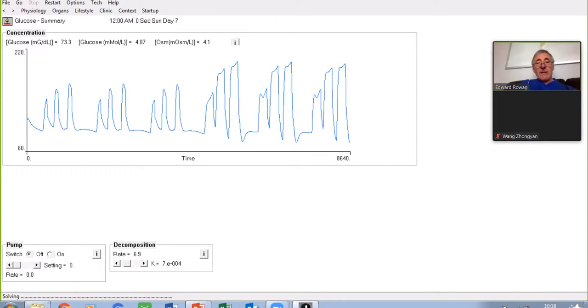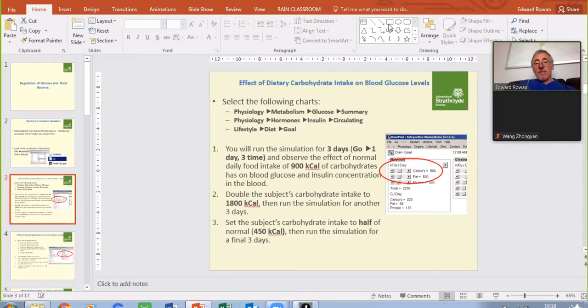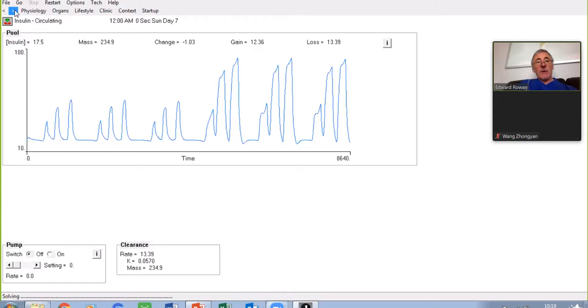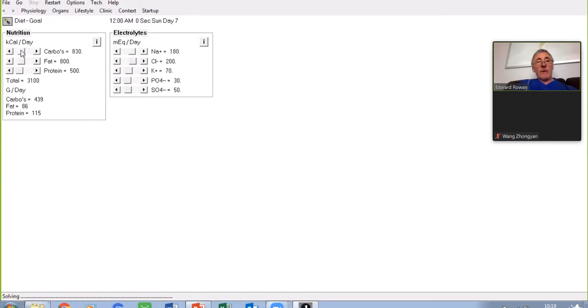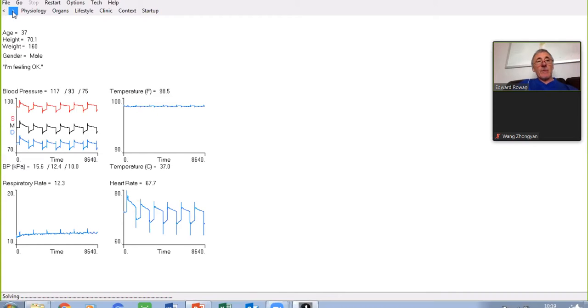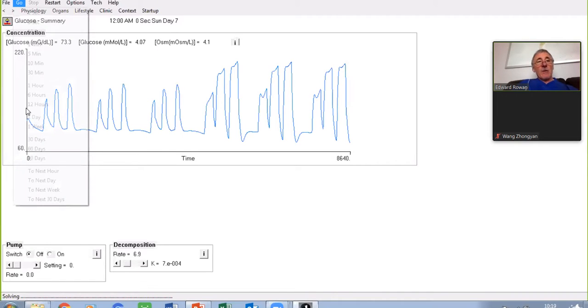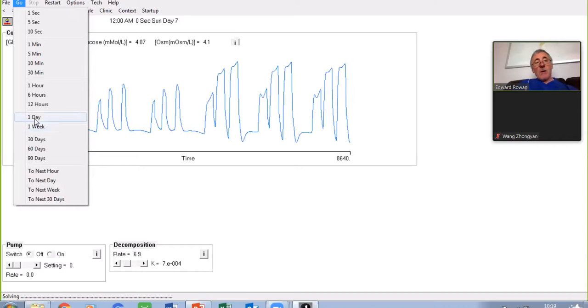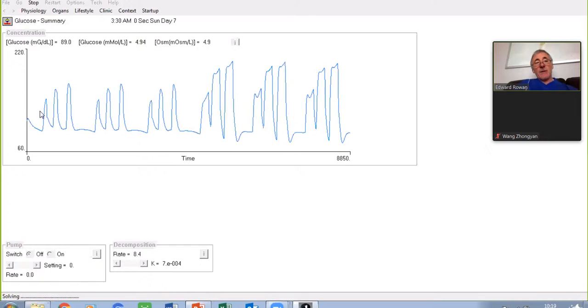So the next thing we've got to do is reduce the calories to 450. So that's like a ketogenic diet. Let me go back to this one here, 450. Here we go, 450. And just go to the glucose summary. Day one. So half the concentration as 900 calories.